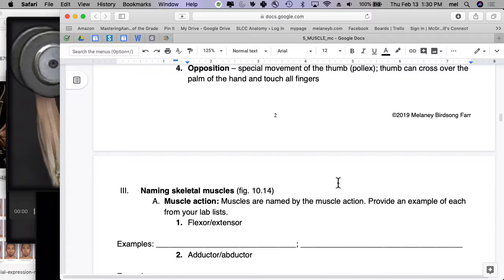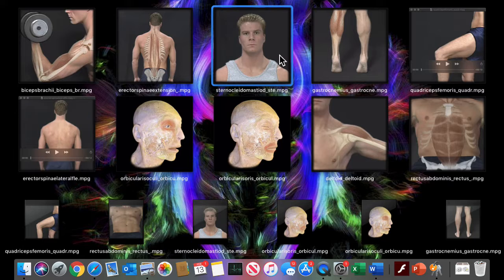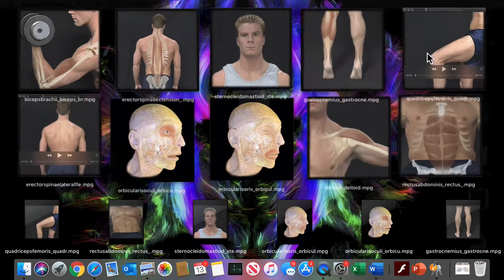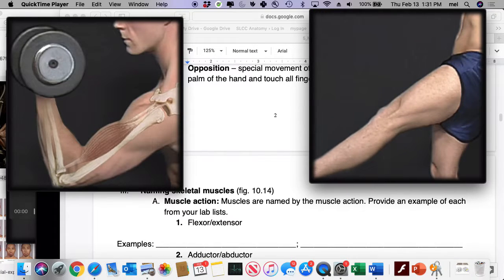Okay, really. So that's opposition. Now let's do a couple of things, and I want to see if you guys can help me figure out the action by looking at it. Okay, so let's do this one. Look at the joint that moves, yeah? And then try to figure out what the action is and where the approximate origins and insertions are.